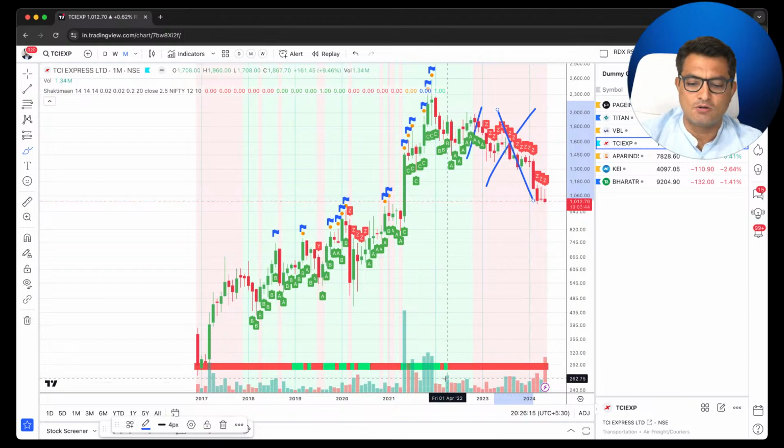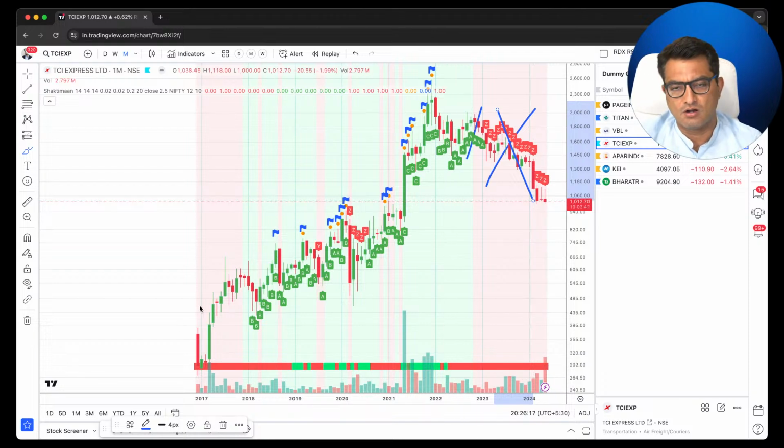Okay. So this Shaktiman indicator we have for all our premium members who use it, and they basically get an idea about their core portfolio exit and entries and all those kind of things. Now let's come back to the Excel again.